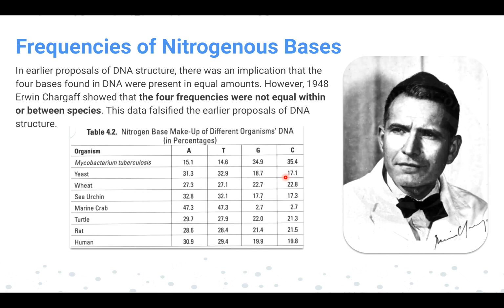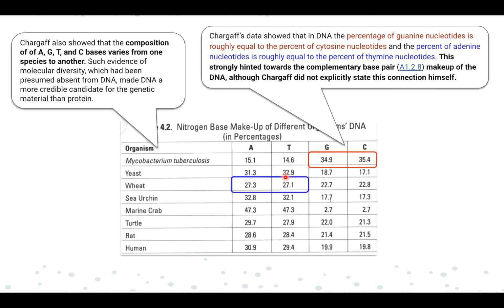Frequency of nitrogenous base was determined by Chargaff. In the early proposal of the DNA structure, there was the implication that the four bases found in DNA were present in equal amount. However, in 1948, Erwin Chargaff showed that the four bases were not equal within or between species. It keeps on changing. So you can see AT sequence and GC sequence are different.